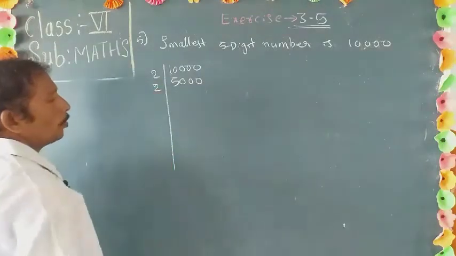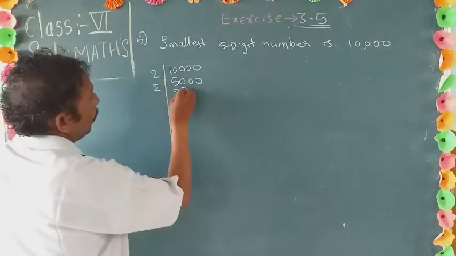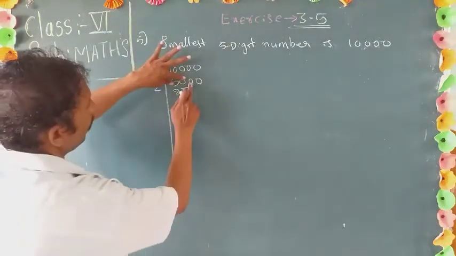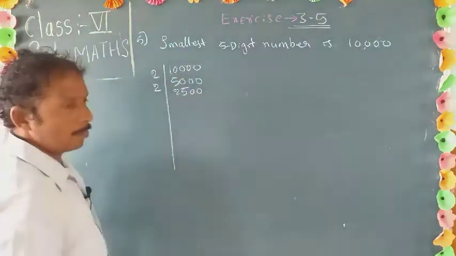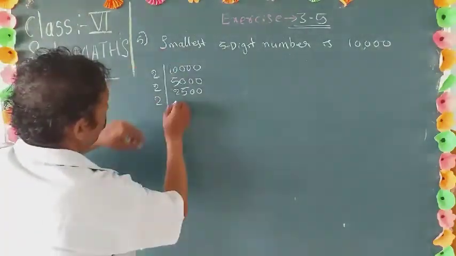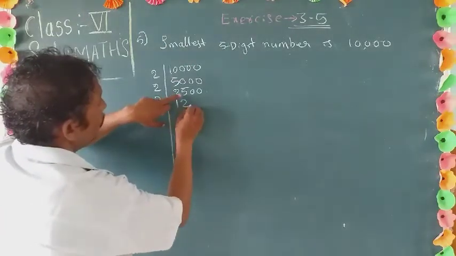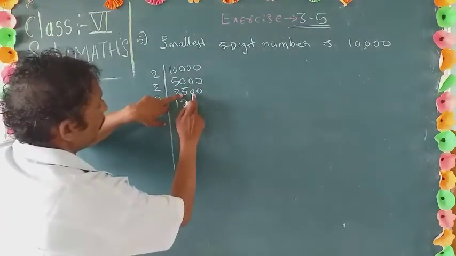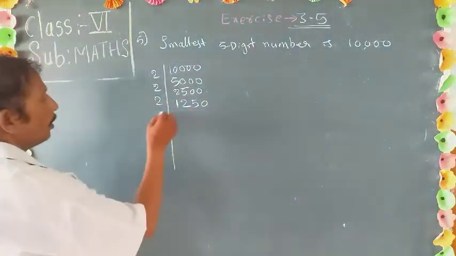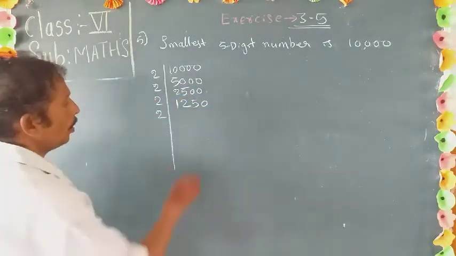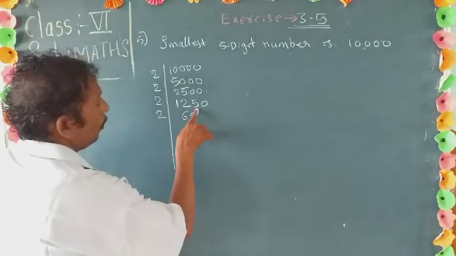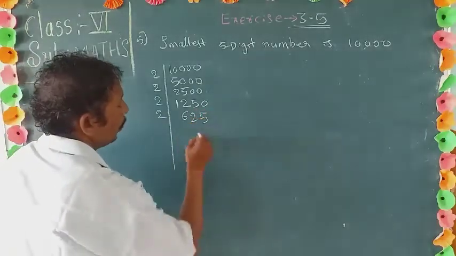Once again divide by 2. 2 25s are 50. Put 2 zeros. Once again divide by 2. 2 1s are 2. 2 2s are 4. Remaining 1. Then it is 10. 2 5s are 10. Put 1 zero. Once again divide by 2. 2 6s are 12, 2 2s are 4, remaining 1, then it is 10, 2 5s are 10.